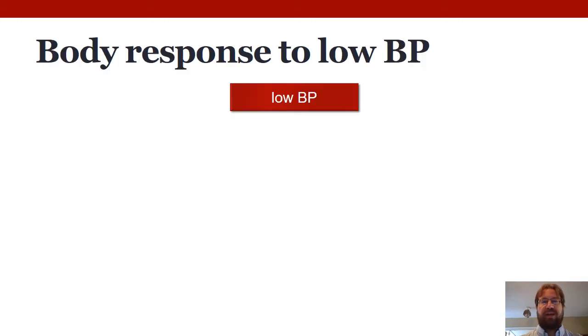Okay, so now let's talk about feedback loops and how the body responds to low and high blood pressure. Low blood pressure is arguably the more dangerous of the two. If you don't have a high enough blood pressure, then your blood won't circulate and you won't get enough oxygen to your tissues. So a low blood pressure gets more attention from the body than a high blood pressure does.